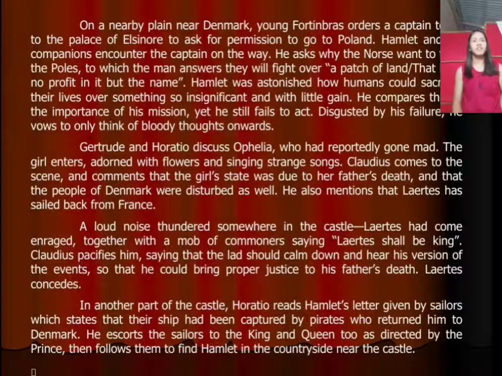Hamlet and his companions encounter the captain on the way. He asks why the Norse want to fight the Poles, to which the man answers that they will fight over a patch of land that has no profit in it but the name. Hamlet was astonished by how humans could sacrifice their lives over something so insignificant and with little gain. He compares this to the importance of his mission, yet he still fails to act. Disgusted by his own failure, he vows to only think of bloody thoughts onwards.